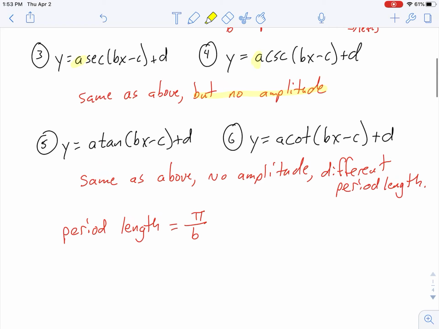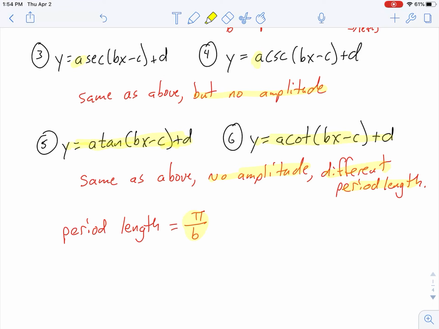And then for tangent and cotangent, the same notes as above apply. Again, no amplitude. There can be an a value, but it doesn't really matter. I mean, it affects the shape of the graph, but it's nothing that you have to comment on. And then there's a different formula for period length. Instead of 2 pi over b, whenever you do a tangent or a cotangent, it's just pi over b. That's the important big difference.